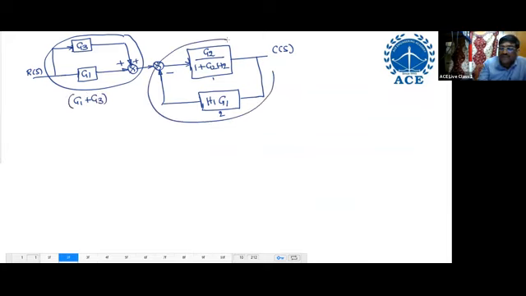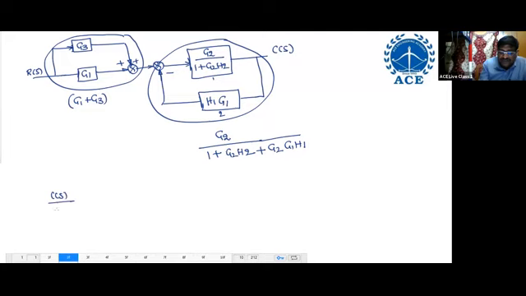This is a loop. So what will I get? Loop means G2 by 1 plus G2 H2, opposite sign of the feedback, plus numerator term G2 product with G1 H1. Now both are in series.